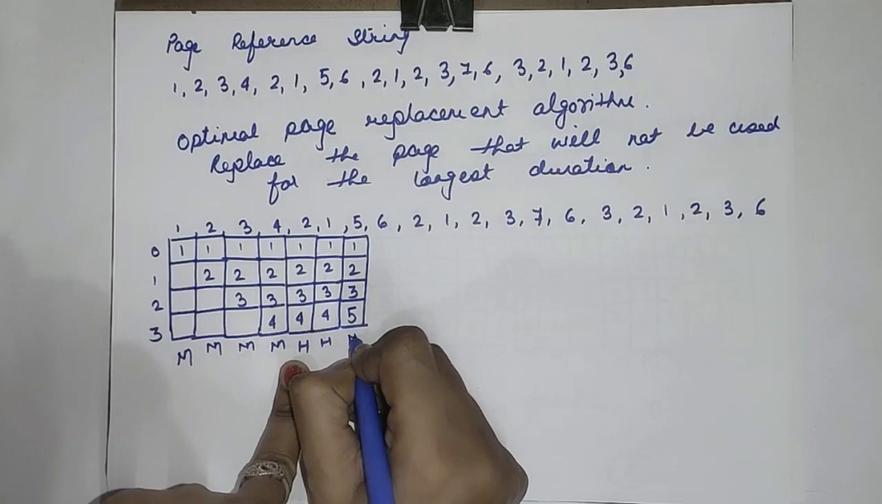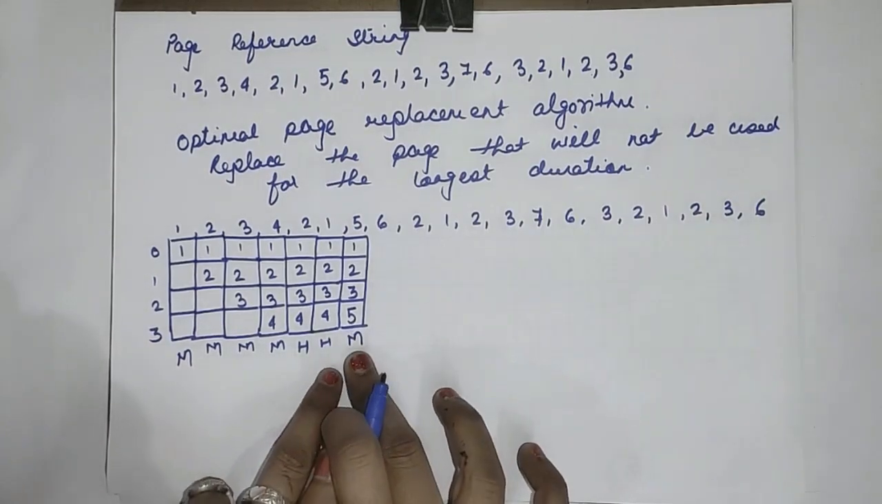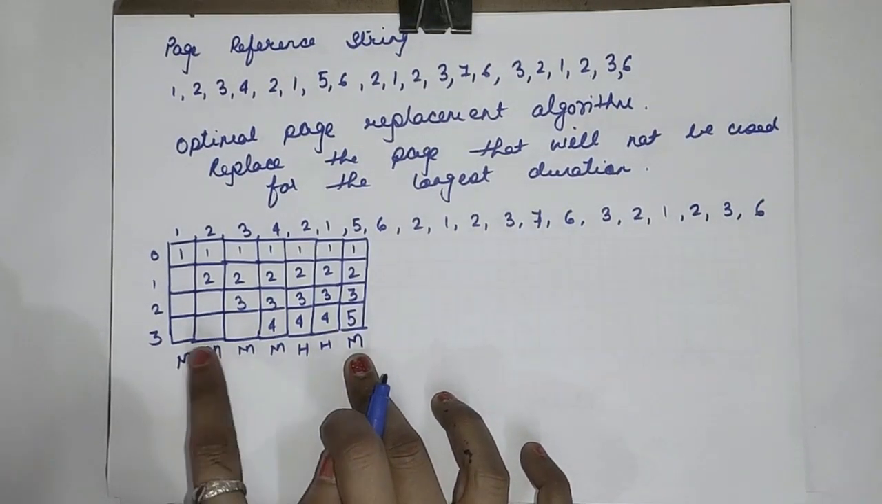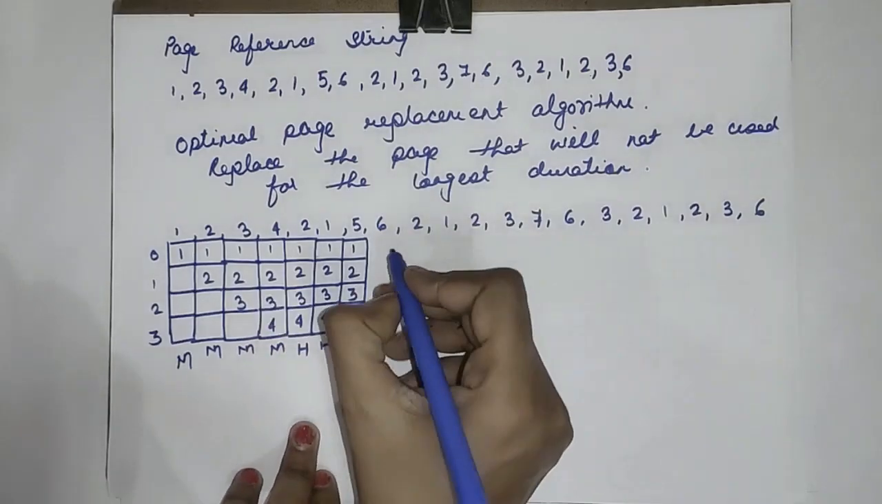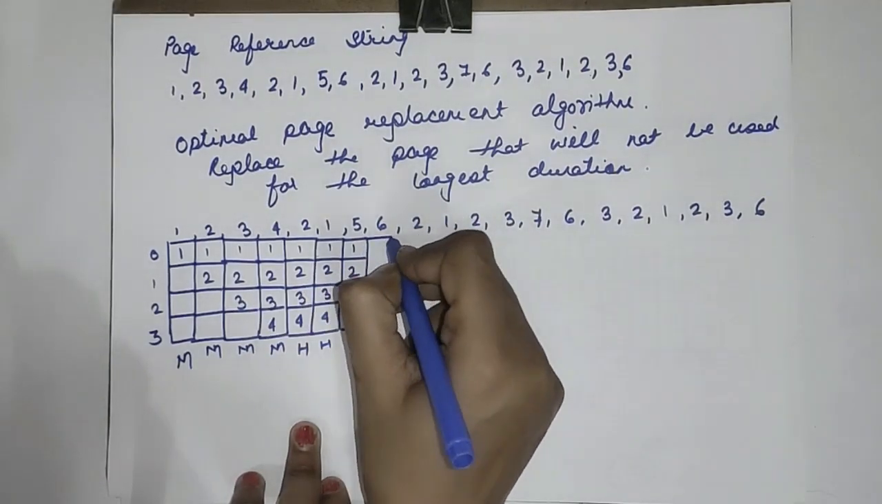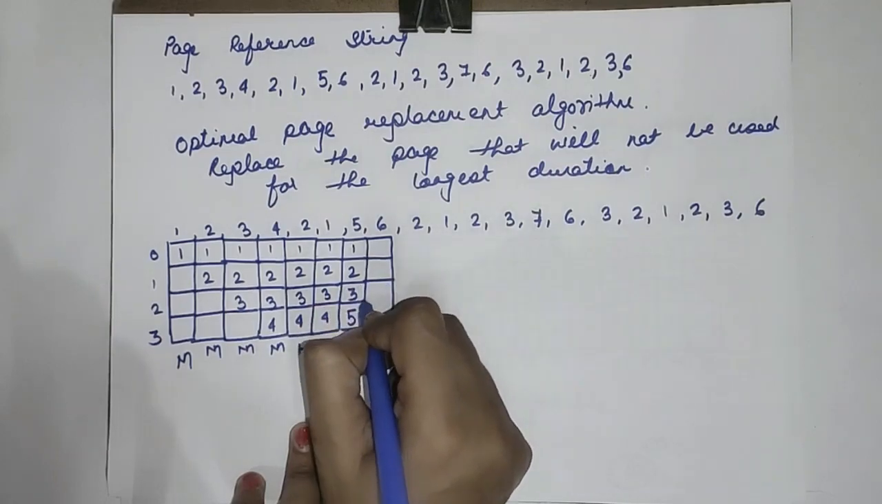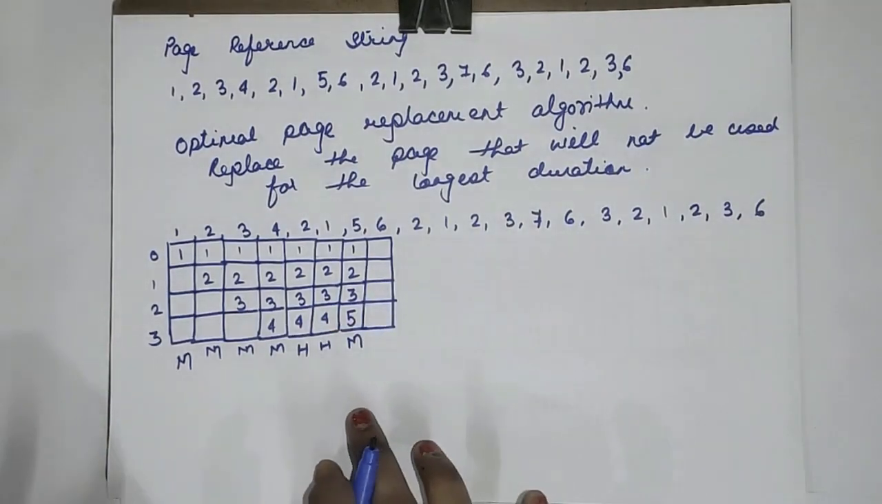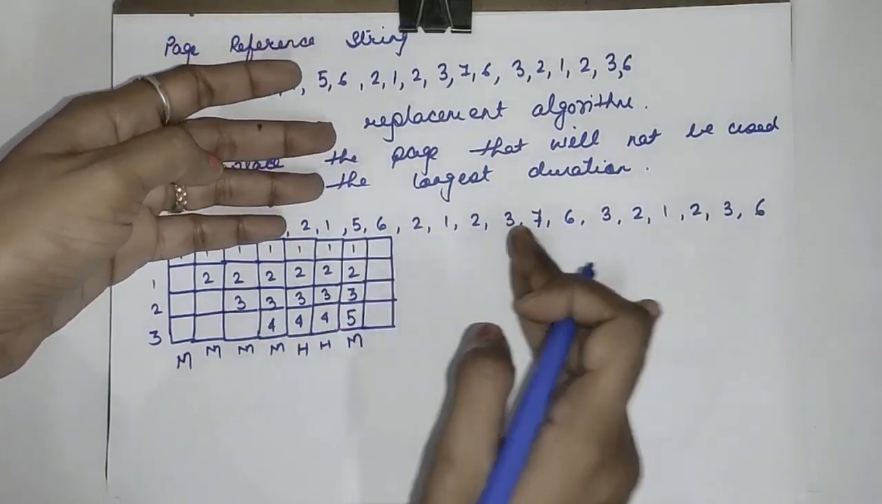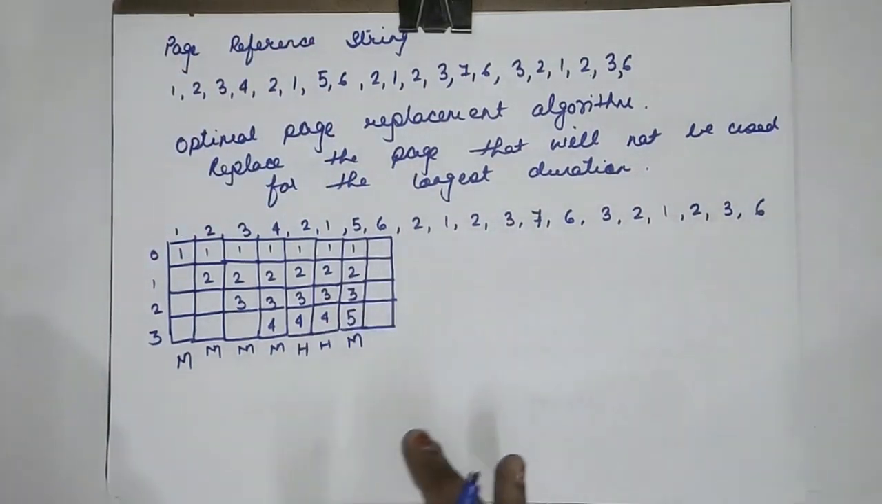So I got a page miss, and 5 is inserted over here. So next I need 6. Again 6 is not present in memory, so obviously I need to remove a page to create a space for 6. So I look into my future again.